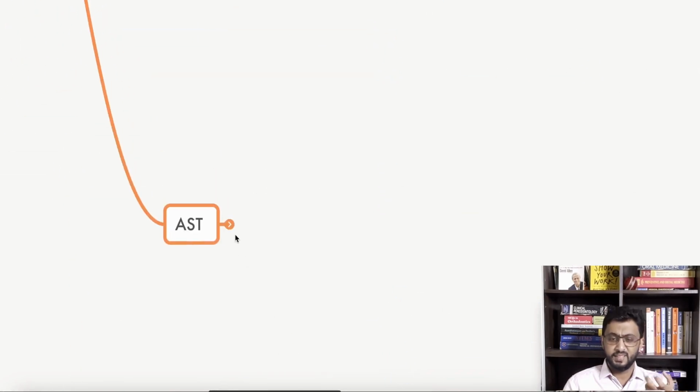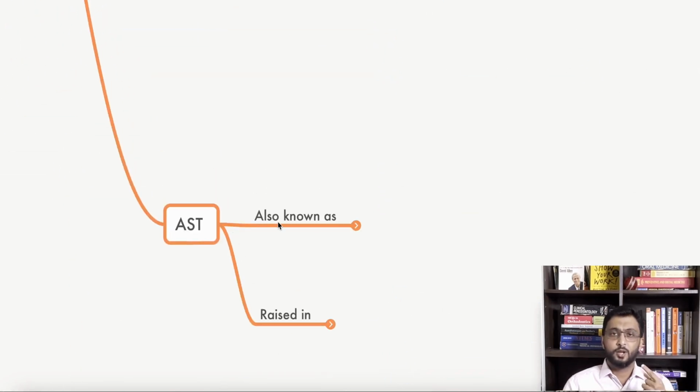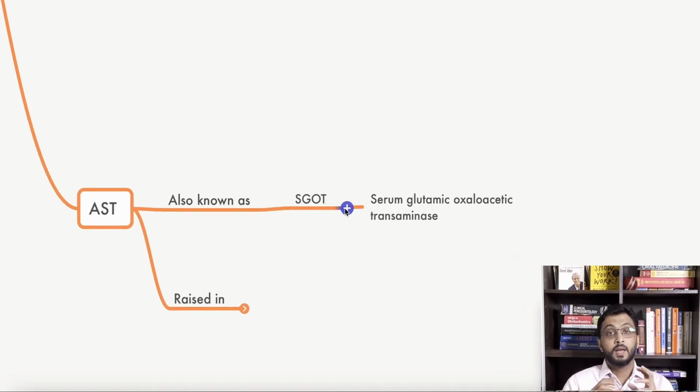Finally, these are some additional points. AST. Now see, this is where you people get confused. Another name of AST is SGOT. A little long name, serum glutamate oxaloacetate transaminase. You can call it either way, serum glutamic oxaloacetic transaminase or serum glutamate oxaloacetate transaminase, SGOT, which is the same as AST, which is also seen in MI, myocardial infarction.